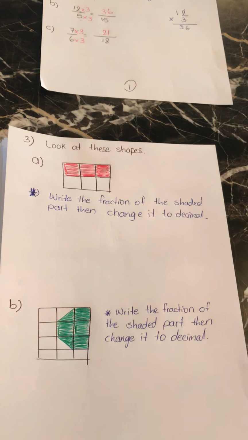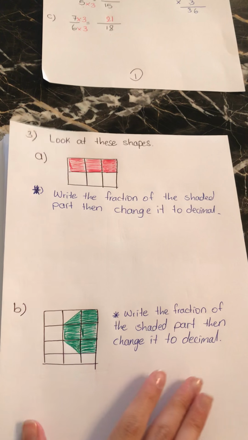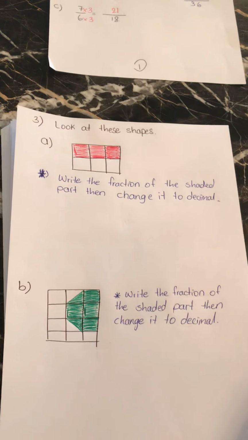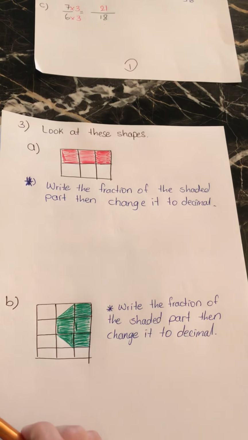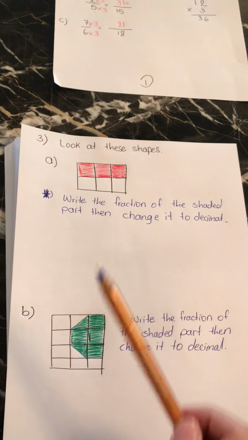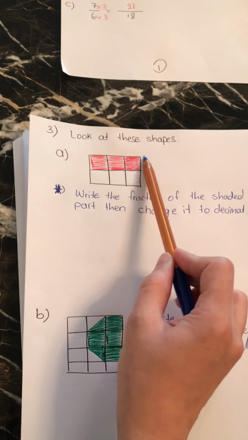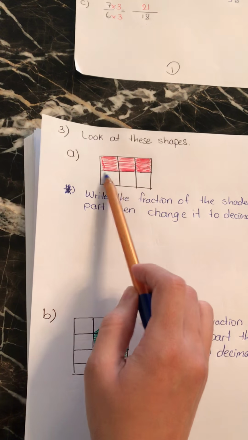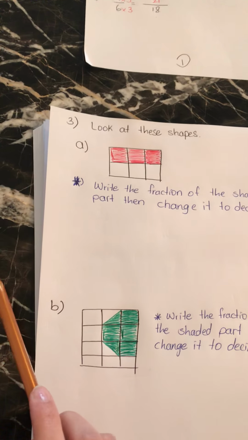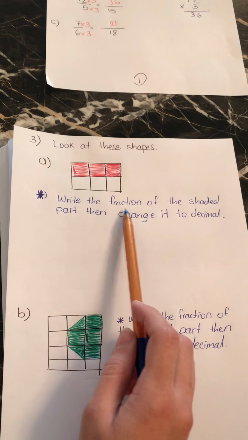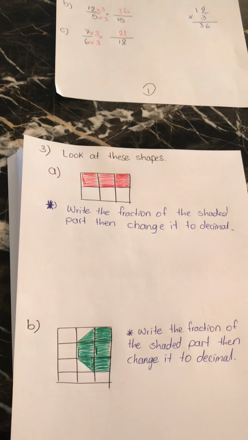Now, I'm solving this question. This is the third question. The third question says, look at these shapes. I have A and B. I'm looking at this shape. I have squares and 3 of these squares are shaded. Write the fraction of the shaded part, then change it to decimal.